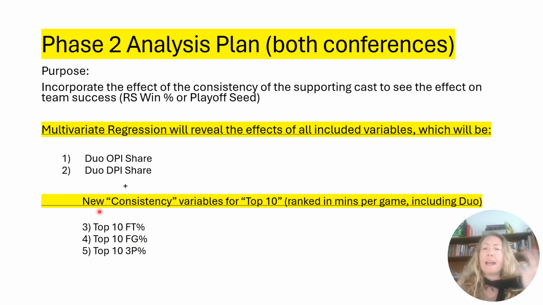I call these my consistency variables. And these are for only the top 10 players, including the duo. And the top 10 is ranked by minutes per game. I did this because you can easily see what the team's average free throw percentage is. I mean, that's quoted by analysts all the time. But I just want to look at the top 10, which is the very important supporting cast that's affecting most of the record.